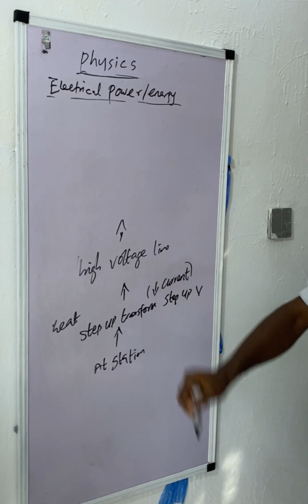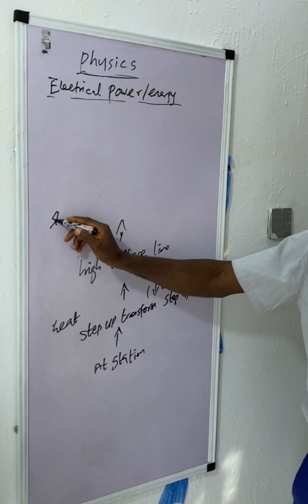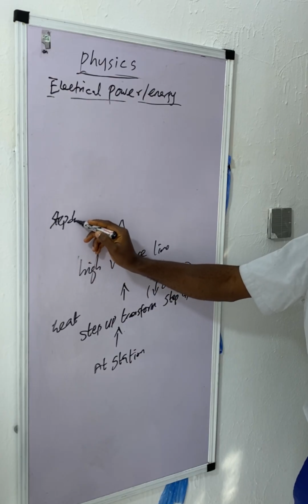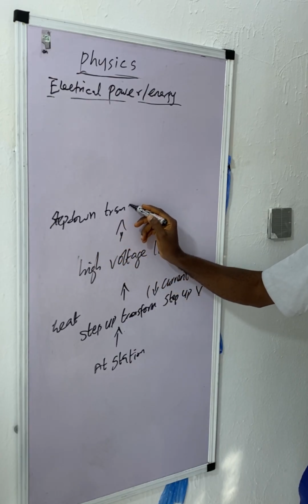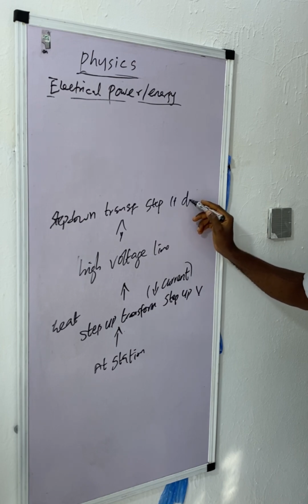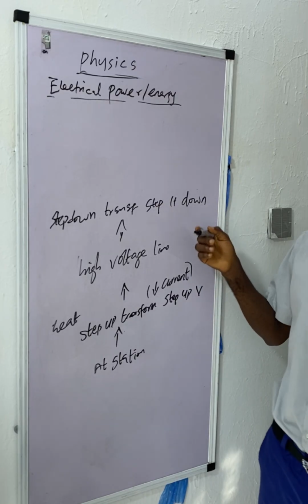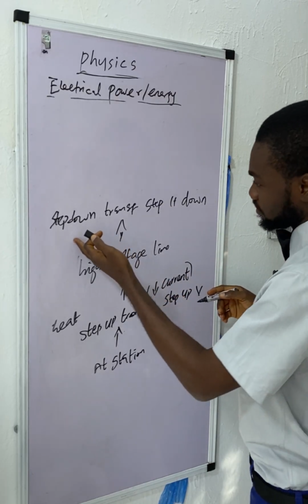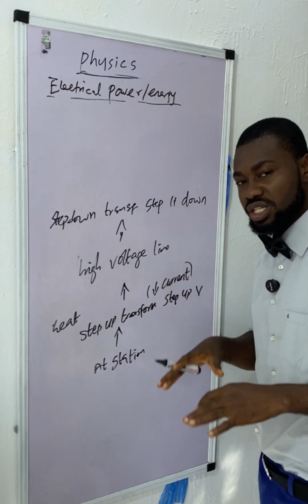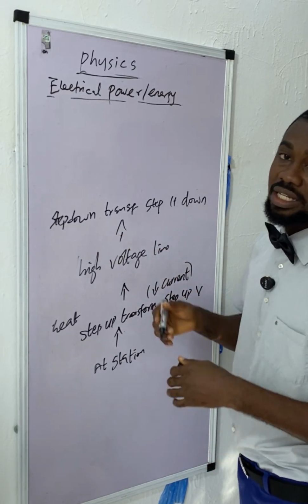After the transmission, what happens? It is now time for domestic use, right? You now see step-down transformers. So step-down transformers now step it down. Step it down to what? To suit domestic use, all right, domestic and industrial use. So the step-down transformer does what? It reduces the volts to suit domestic use and what? Once again, increase the current.